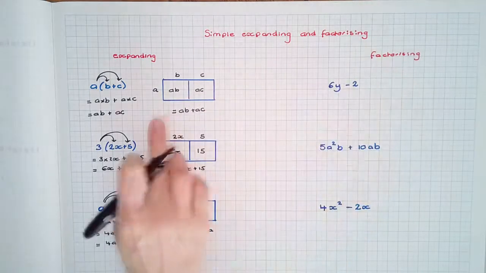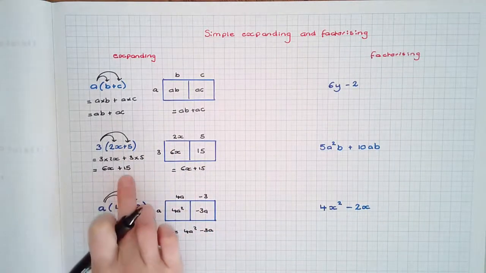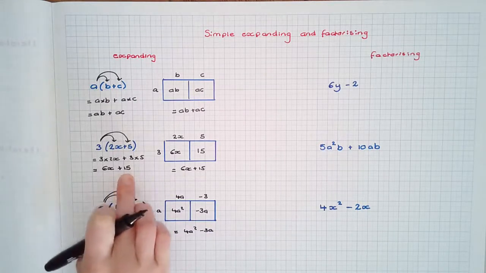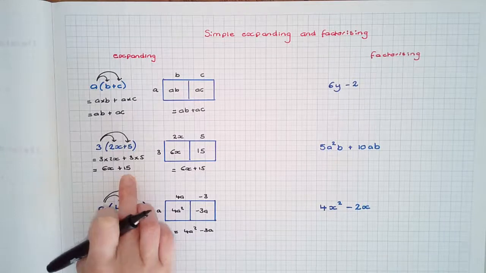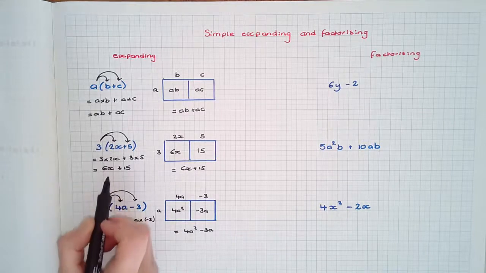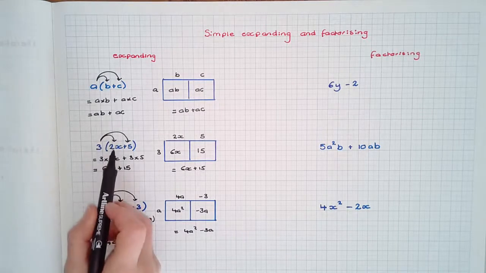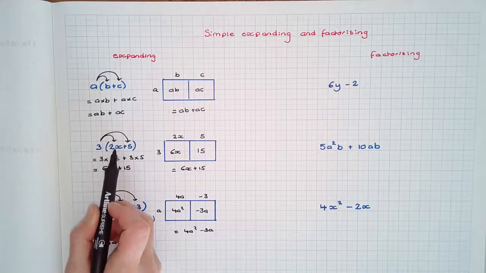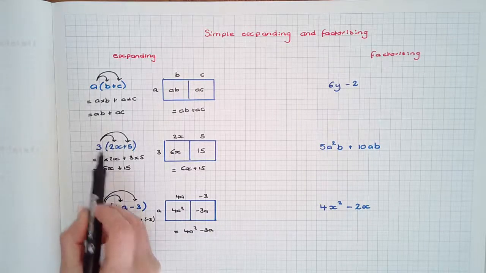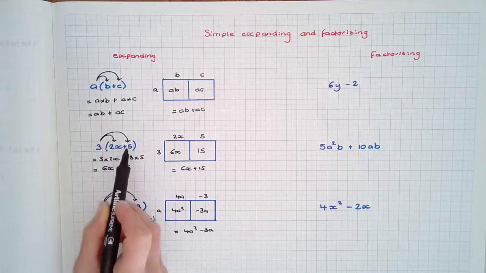If we look at our first example, we see two terms, 6x and 15. The highest common factor of these two terms is 3. This goes on the outside of the bracket. We then can divide each term by the highest common factor to determine what goes inside the bracket. Or you can think 3 times what will give 6x, and 3 times what will give 15.